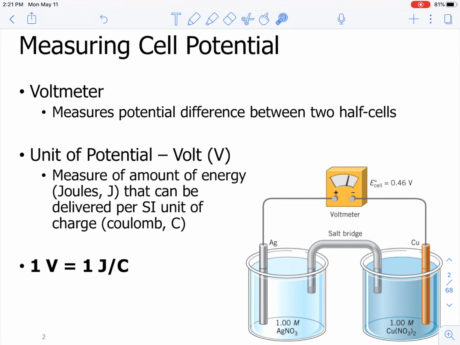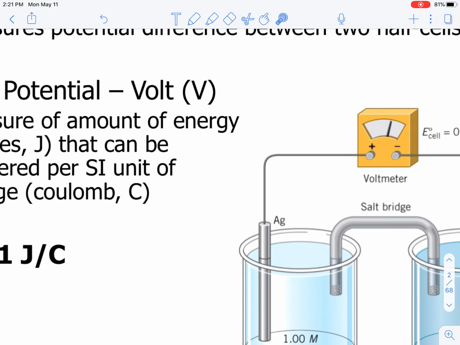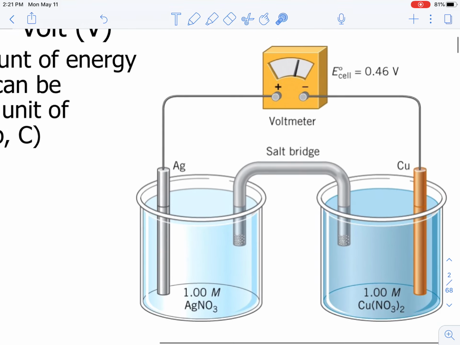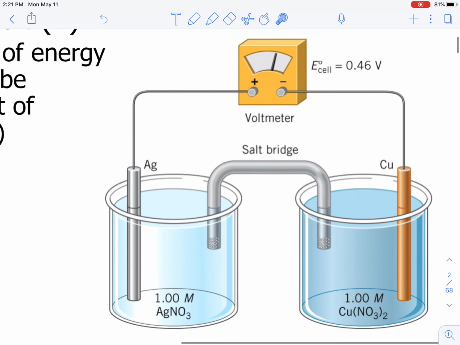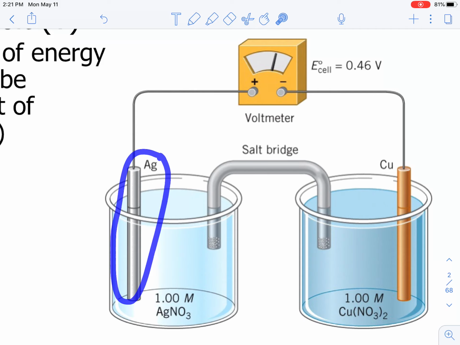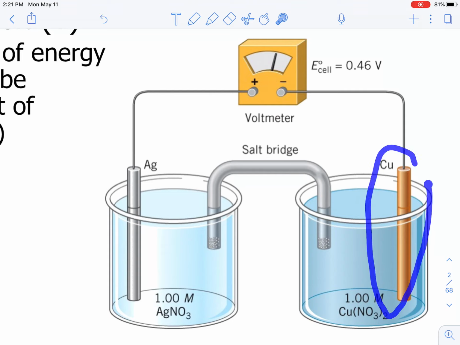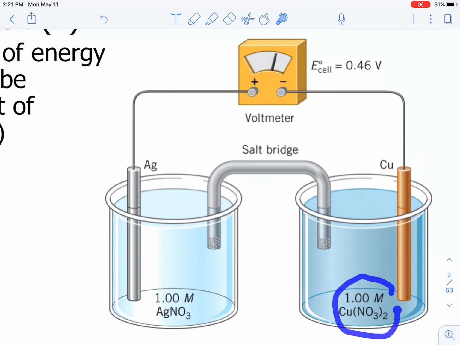So before we go through the calculations, I want to draw your attention to this galvanic cell. This galvanic cell is composed of two half cells. On the left side, we have a half cell that's composed of a silver electrode immersed in silver nitrate solution. And on the right-hand side, we have a half cell in which a copper electrode is immersed in a solution of copper 2 nitrate.